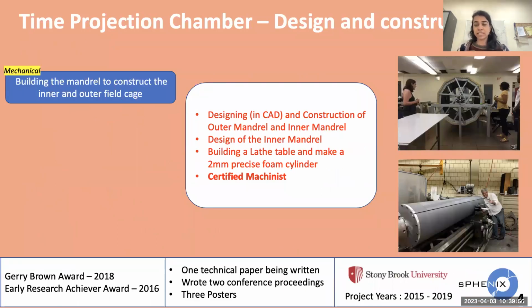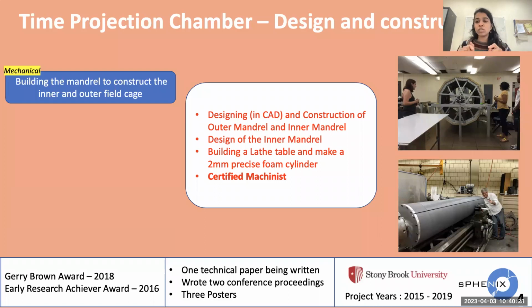To build a TPC, the main bulk body of the TPC is the field cage, which provides the field lines for ionized charge to go towards an avalanche stage. To build this field cage, we need a workbench, which is called a mandrel. I participated in the first few years of this project. Me and the professor, Tom Hemmick, were the primary drivers of this project. So I completely participated in the designing and the construction of the outer and the inner mandrel.